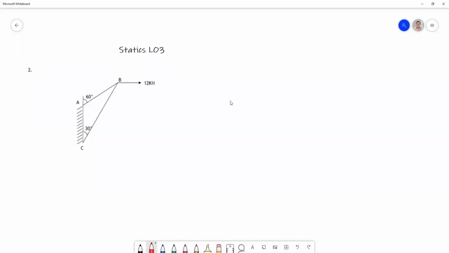In this video, we're going to look at question 2 from Statics LO3 tutorial questions at the end of the course notes. Now, this is going to be quite a similar approach to the video for question 1 because we've been posed with a similar type problem in the sense that we have a single node, node B here, and we have one known force, the external force, and two unknown forces, the forces internal to the members.